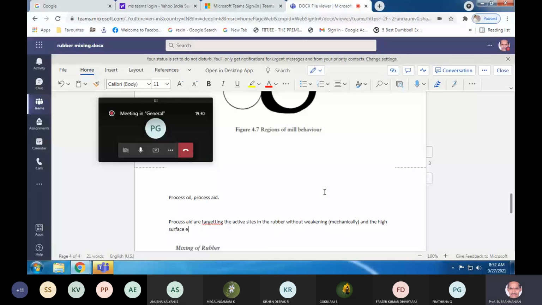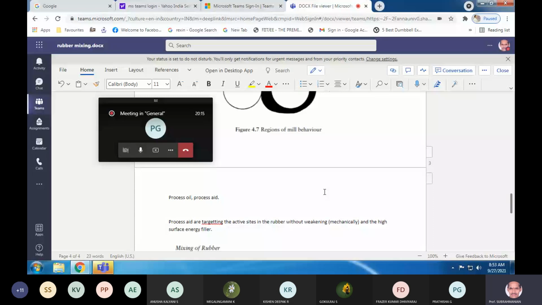Process oil, on the other hand, you don't have such a reaction specificity, right? It wets the filler and it generates some short chains in the rubber. Filler wetting and generating short chains in the rubber, both happen, right? And both help this powdery additive get into the rubber. So the difference is process aids are of a limited quantity.